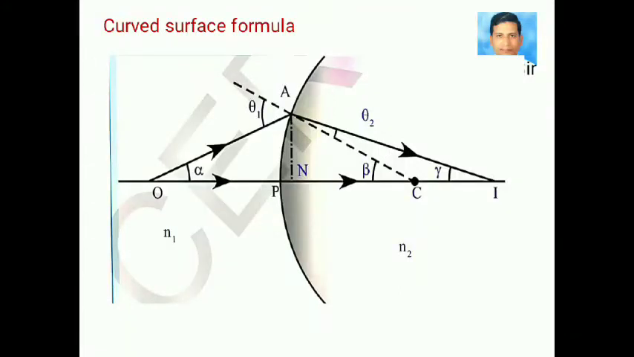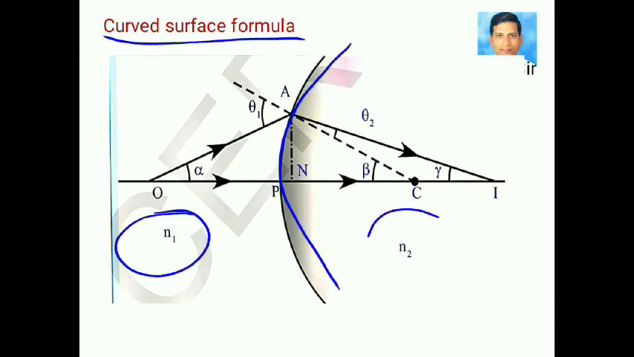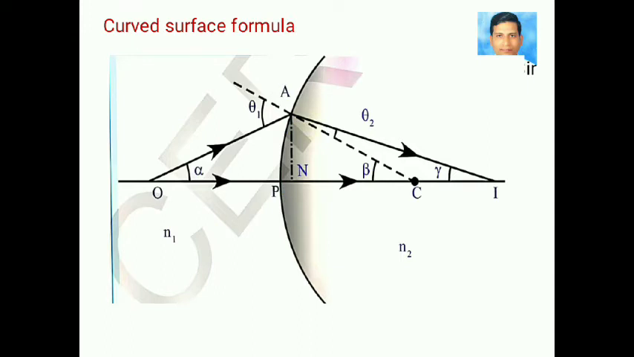Hello children, today we are going to derive the curved surface formula. Consider a curved surface separating two media of refractive indices n1 and n2. A point object is placed on the principal axis at a point O. The ray which travels along the principal axis passes through the pole undeviated.